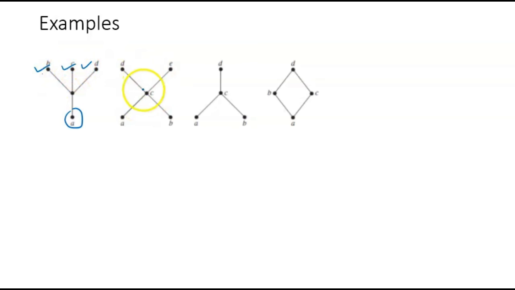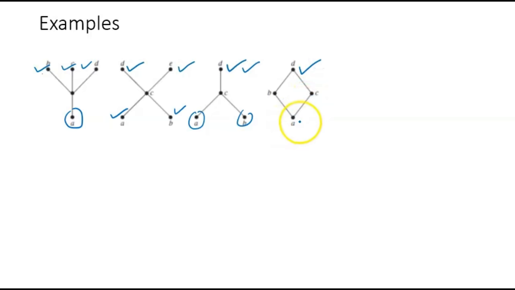If you look at this example, what are the maximal elements? The maximal elements are D and E. Is there any greatest element? No, there is no greatest element. What are the minimal elements? A and B. Is there a least element? No, there is no least element. If you look at this example, what is the maximal element? D. What is the greatest element? Also D. What are the minimal elements? A and B. What is the least element? No least element.